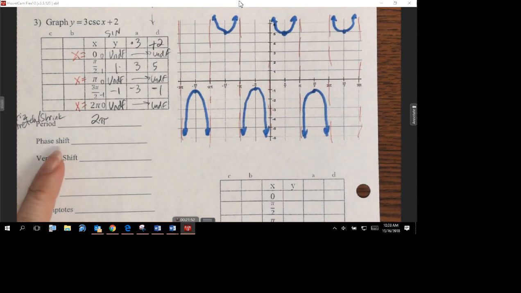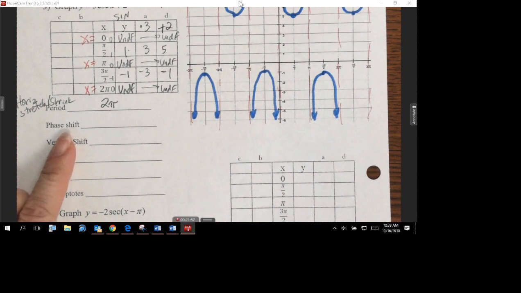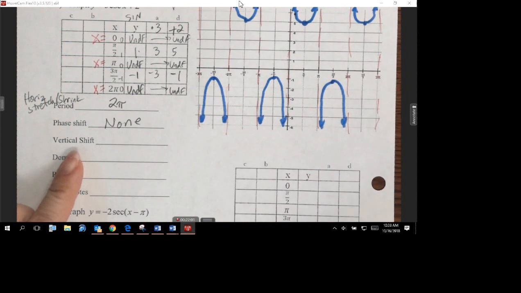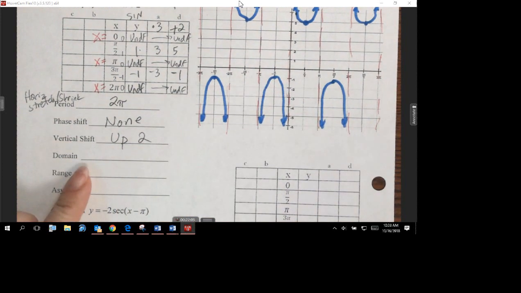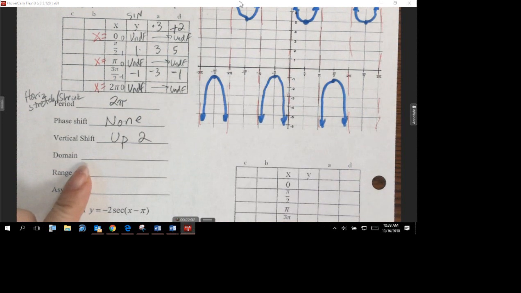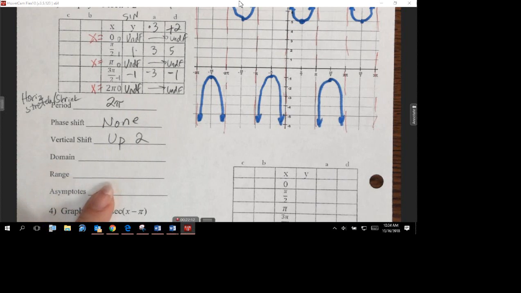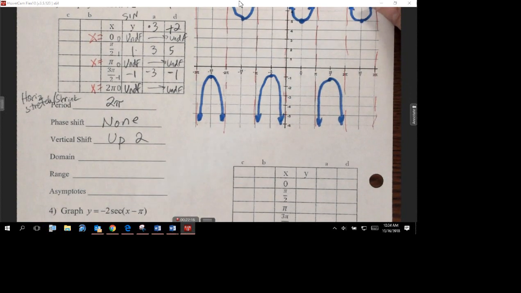Phase shift is a left or right translate. Did we left or right translate? So none. Vertical shift, up or down translate. We went up 2. Domain we're going to come back to last. Let's skip that for a moment. Range. So the range is how far down and how far up.